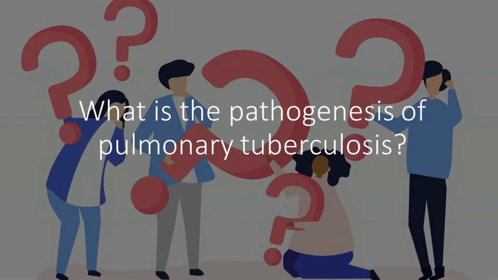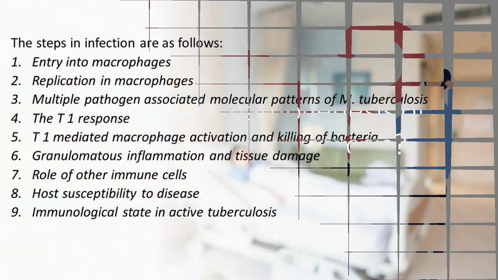What is the pathogenesis of pulmonary tuberculosis? Infection by M. tuberculosis proceeds in steps, from initial infection of macrophages to a subsequent T1 response, that both contain the bacteria and causes tissue damage. Early in infection, M. tuberculosis replicates essentially unchecked within macrophages, while later in infection, the cell response stimulates macrophages to contain the proliferation of the bacteria.